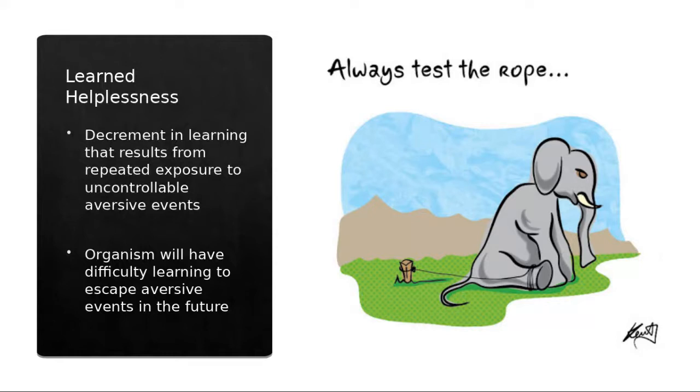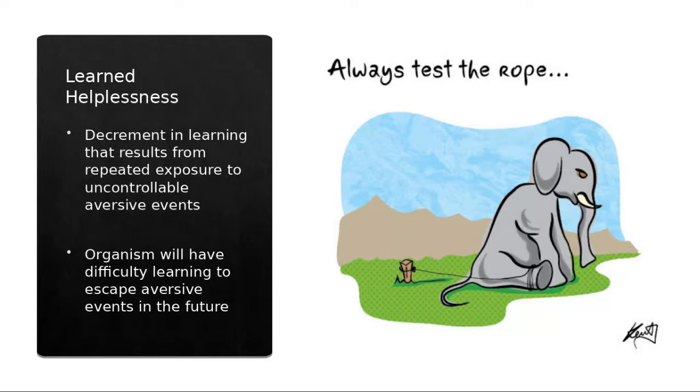When you have been exposed to things that are aversive that you cannot control, you learn that your behavior does not have any effect on your exposure to these aversive events. So because you've learned this, you have difficulty in the future learning that your behavior controls your exposure to aversive events. So you learn to be helpless. You learn that your behavior does not control what happens to you.